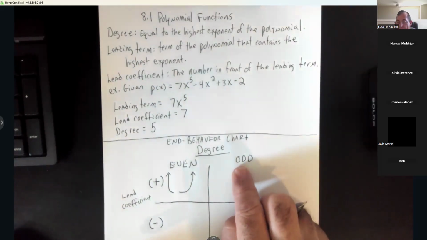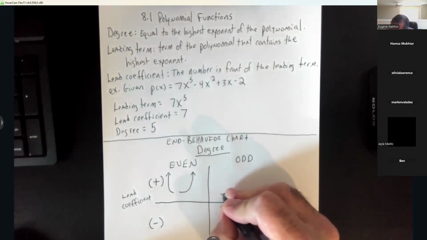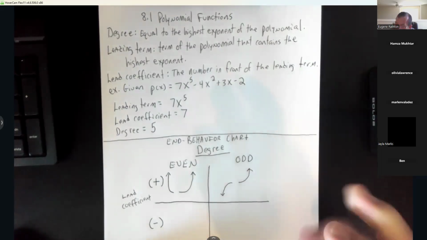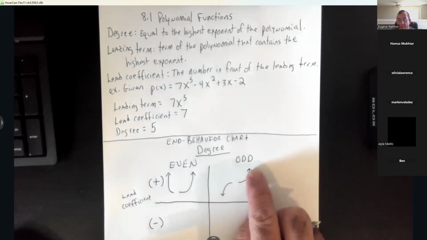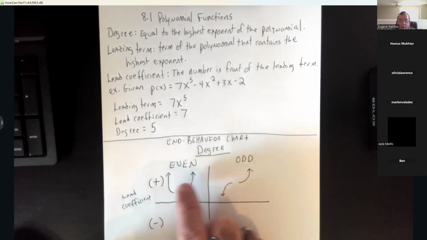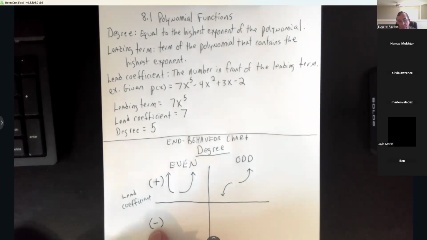Now, when that was an odd degree, we saw that the graphs went uphill, left to right. So when I did the x cubed and the x to the 5th, they sort of went uphill, left to right. Those all had a positive lead coefficient. So positive with an even degree, positive with an odd degree. So what happens when they're negative lead coefficients?